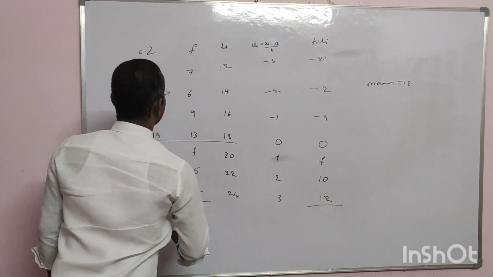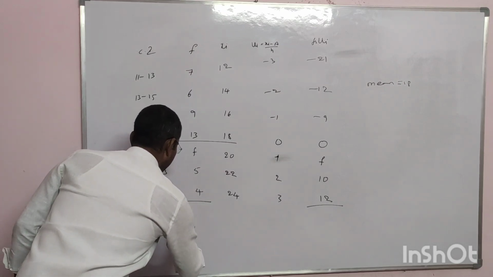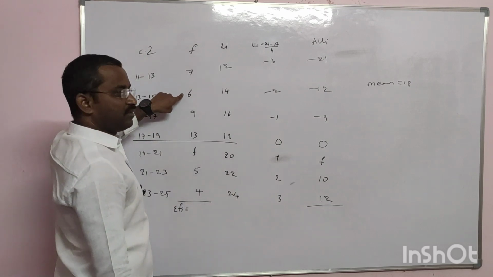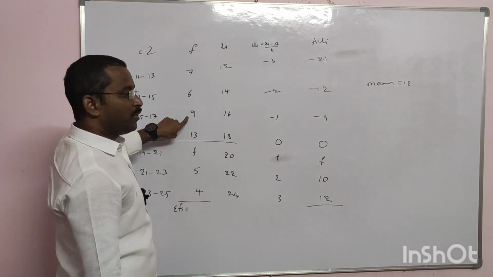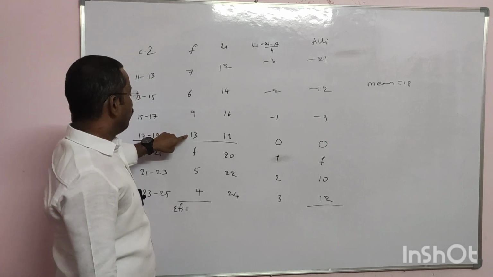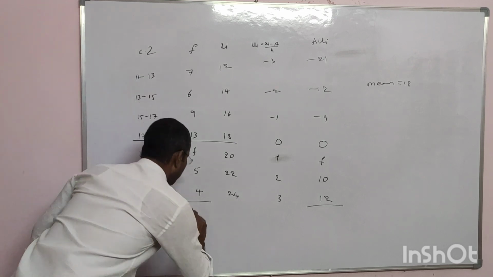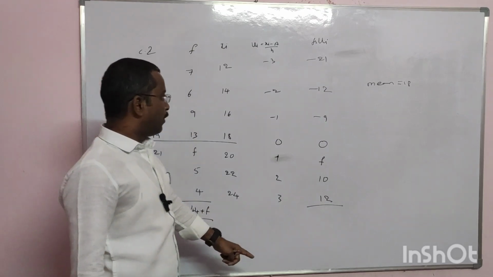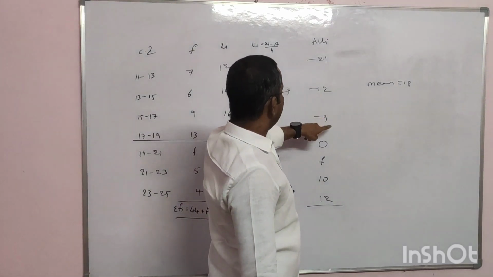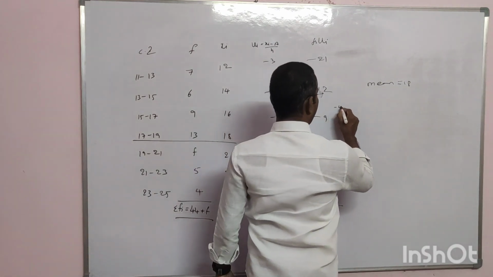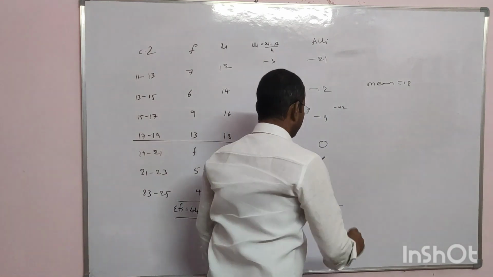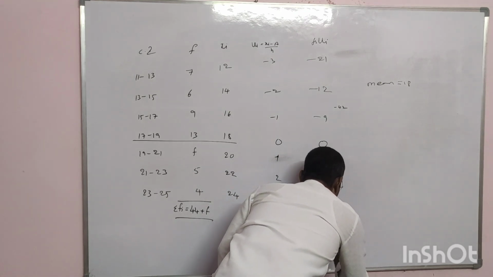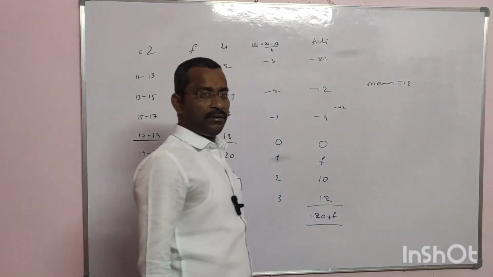Now come back to here. Sigma fi is equal to 7 plus 6 is 13, 13 plus 9 is 22, 32, 35, 40, 44. So 44 plus f. Then 21, 30, 42. You got minus 42. Here 22. So you got minus 20 plus f. Okay.